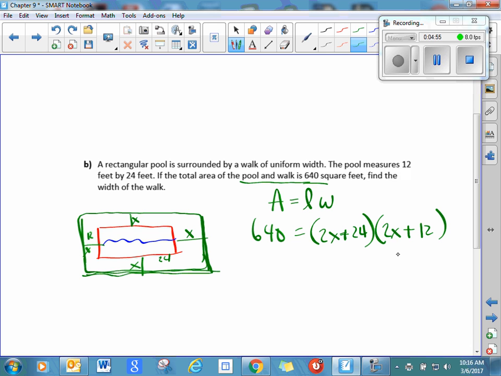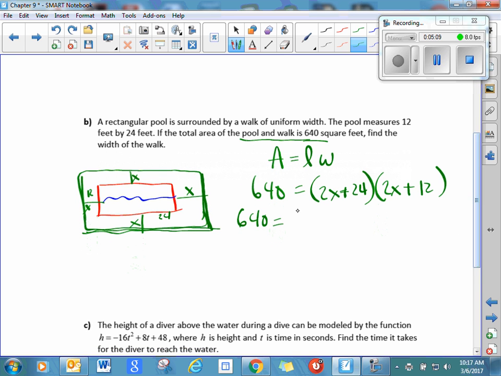So now you can see we're going to double distribute. We're going to have to clean this up, collect like terms, and solve. And I'll let you pause the video if you want to do that on your own. I went ahead and did it, so I'm just going to save a little bit of time by writing what the distribution is. So it's 4x squared plus 24x plus 48x plus 288. So that's what you get when you double distribute.